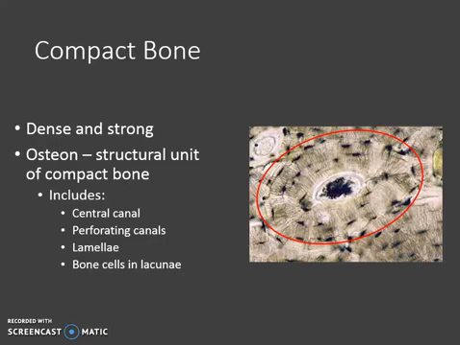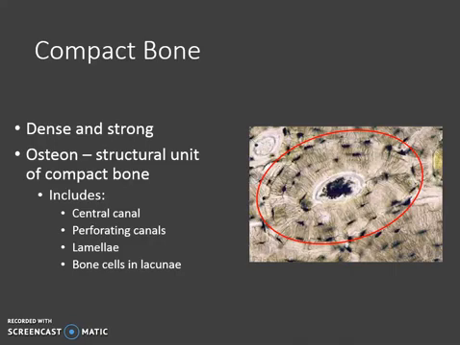Compact bone is very dense and strong, and it's probably the bone that you are most familiar with seeing. If you look at the outside of a chicken bone, or if you've ever seen a skeleton, typically the outside part of the bone is made of compact bone. And the tissue in compact bone is made up of structural units called osteons.